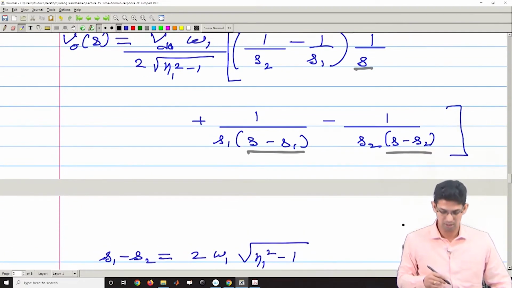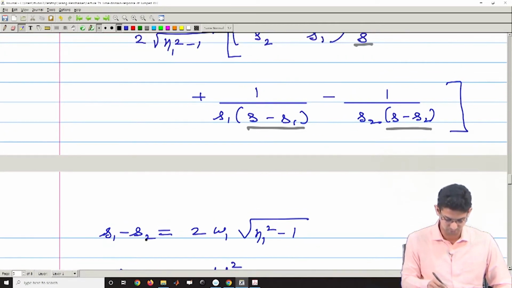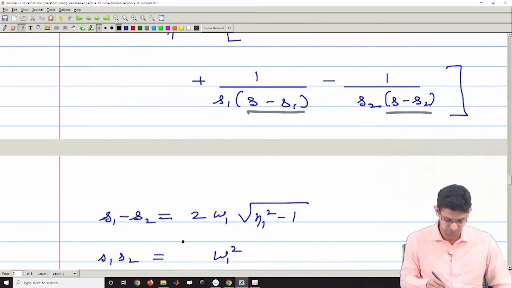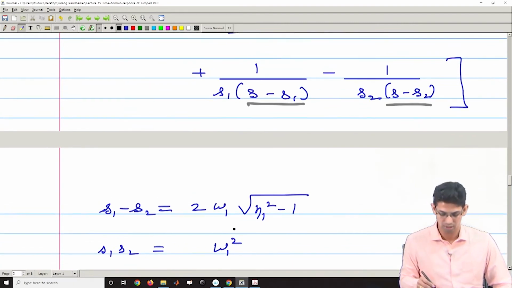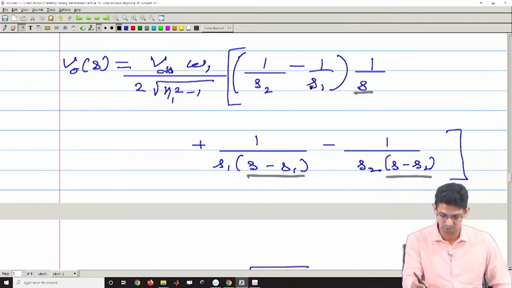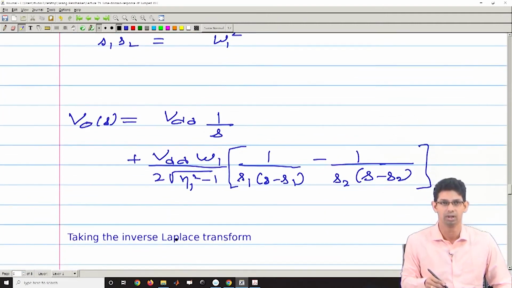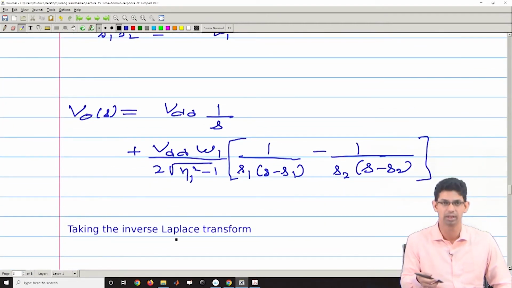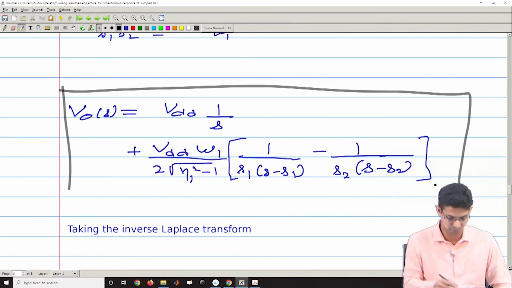Right. So, in this case now, if you then substitute these values of S minus S1 and S1 into S2 is omega 1 square. So, you can then further simplify this, you can multiply this here, right. So, this will be S1 minus S2 divided by S1 plus S2, and then finally, when you simplify it further, I am skipping all the steps, I am finally writing the expression, you will be getting V out of S of this form.